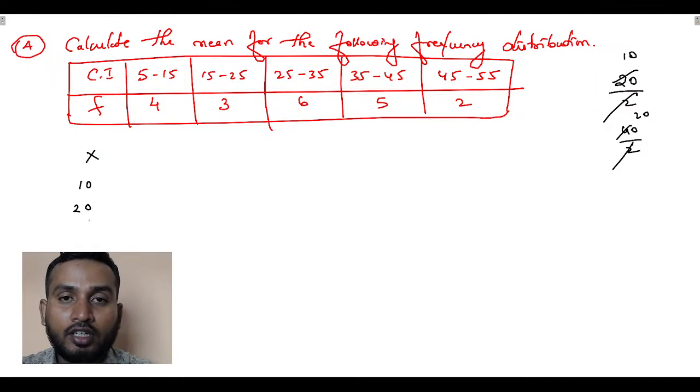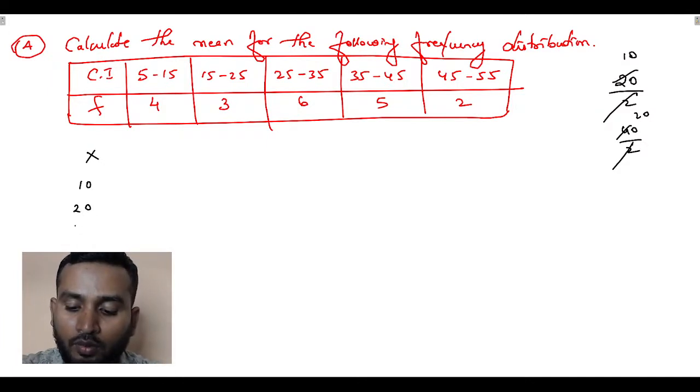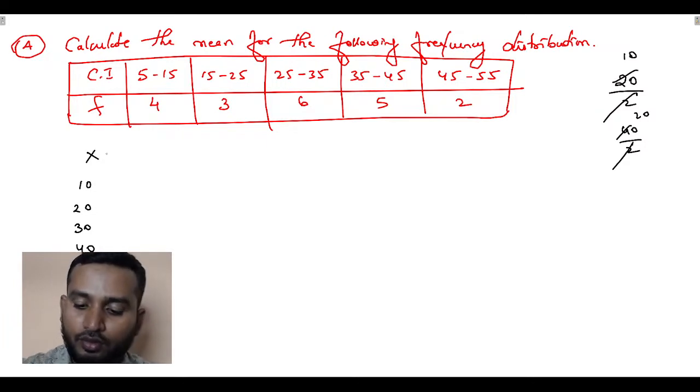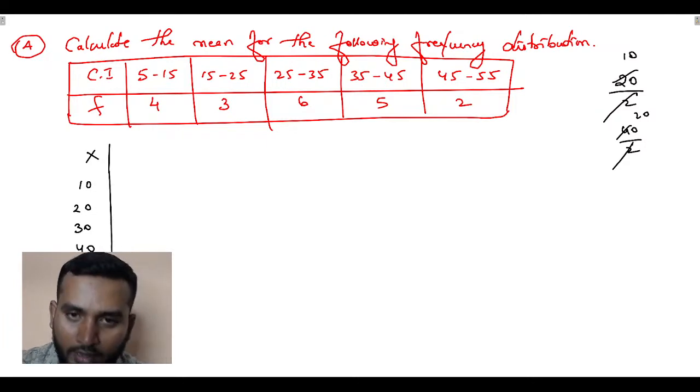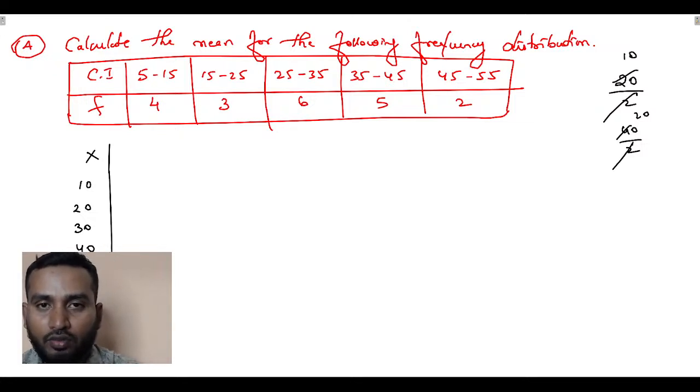So, 10, after 10 what are we getting? 20, after 20 what should we get? 30, then 40, then 50. 5 intervals, 1, 2, 3, 4, 5, yes, we have got the values. So, just find 2 values and you can find the rest of the values easily by using this method.